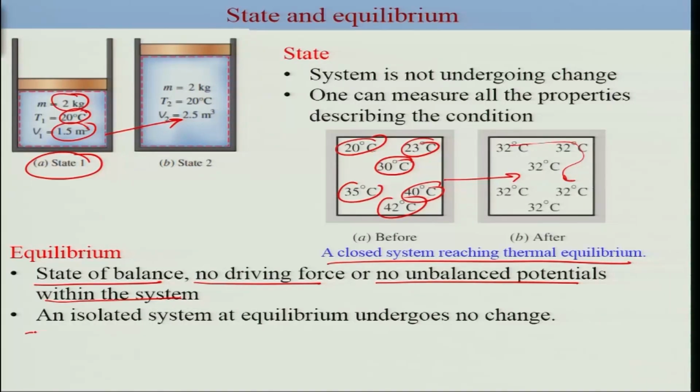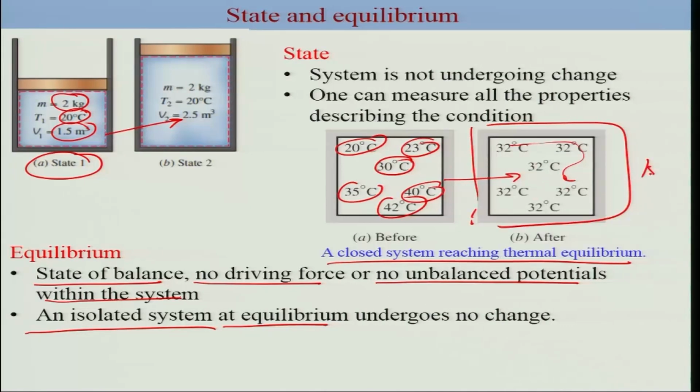If you take a system and isolate it at equilibrium, there will be no further change. Even if it is a closed system, say I don't isolate it but let it equilibrate to a specific temperature, and then I isolate it, there will be no further change in the system, because there will be no interaction with the surroundings.